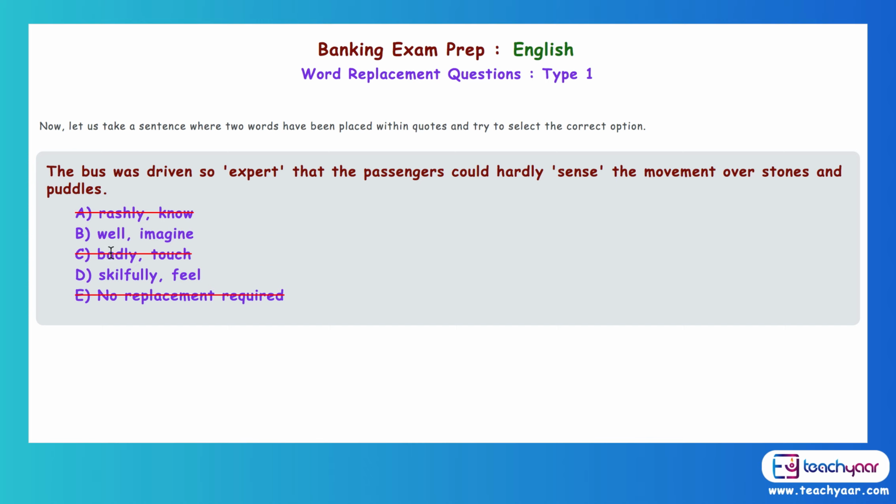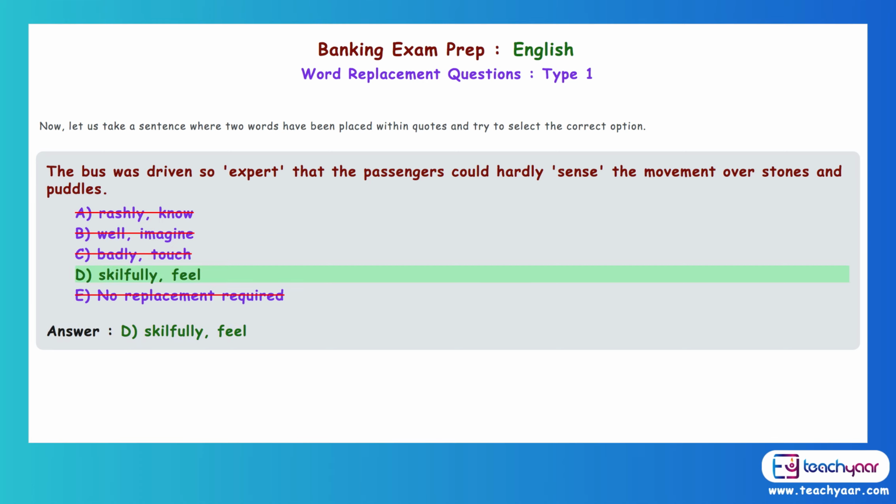What is the second option for D? Feel. The passengers could hardly feel the movement. So that is the right answer. So B is deleted and we are left with option D, which is skillfully and feel. Now if you put these words in the sentence, the bus was driven so skillfully that the passengers could hardly sense the movement, feel the movement over stones and puddles. So the answer now is skillfully, feel, option D. I hope you are understanding this.